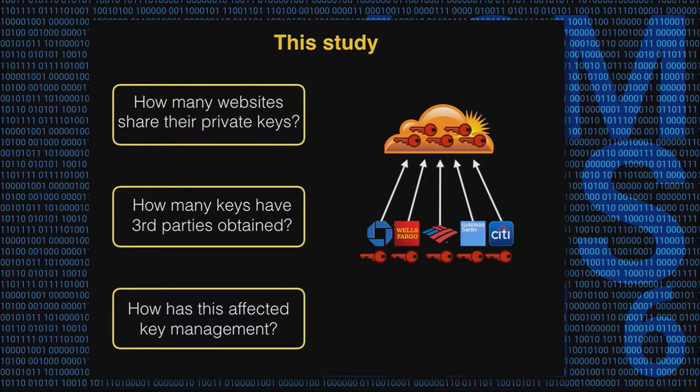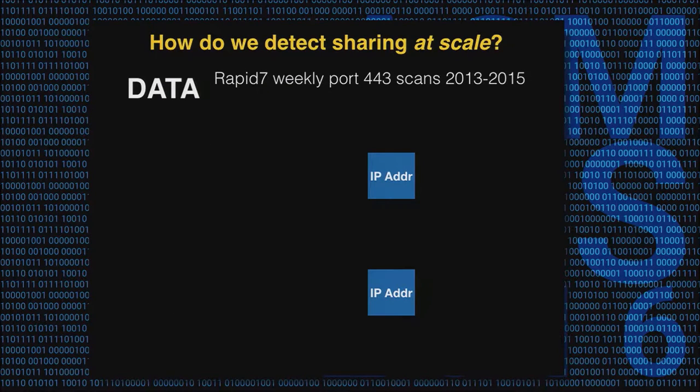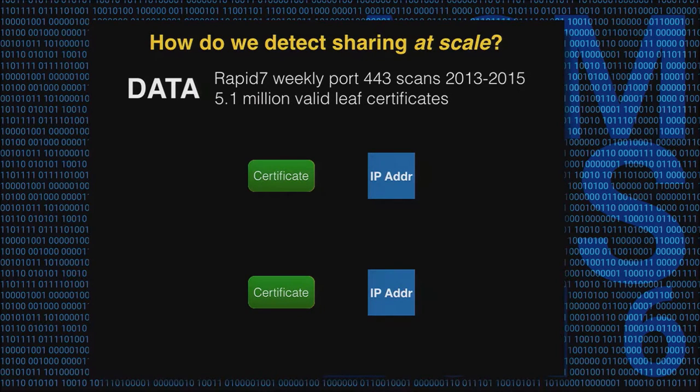So in order to answer these questions at scale, our first order of business was to obtain as many certificates as possible. The folks at Rapid7 run weekly port 443 scans across the entire IPv4 address space. So we collected all of the scans available from when they started in 2013 to when we worked on this study in 2015. The way these scans work is, for each IP address, they attempt to do a TLS handshake. And if the handshake succeeds, they record the certificate they received and the IP address they contacted to get it. So at the end of the day, this data set gave us 5.1 million valid leaf certificates, and a mapping of each certificate to all of the IP addresses that we observed hosting it.